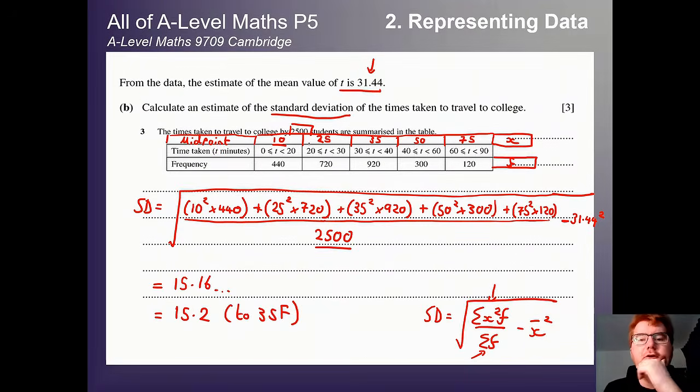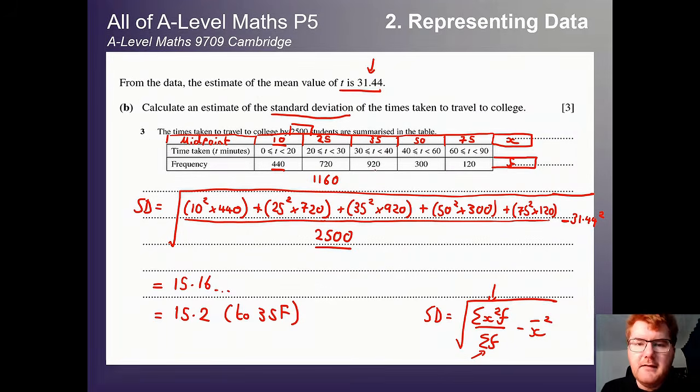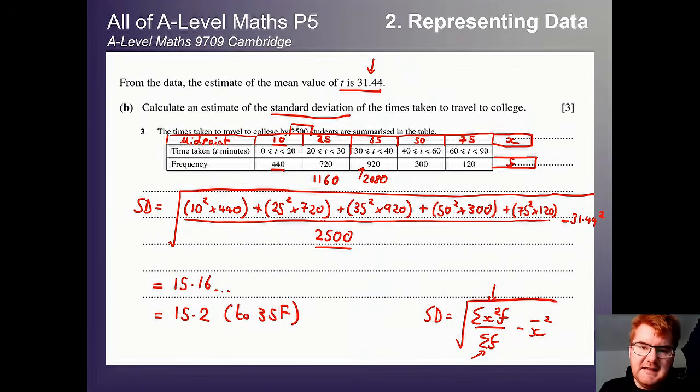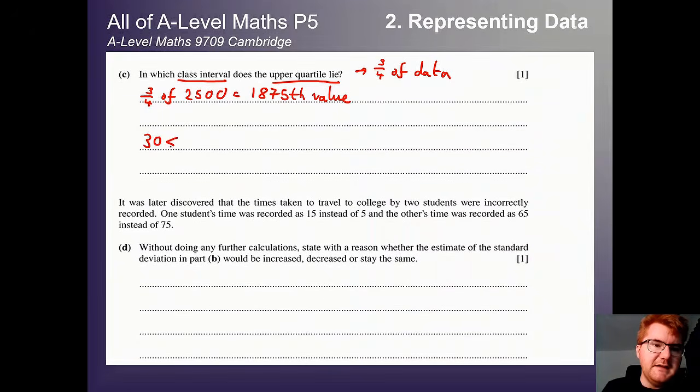So if we add along here, well, I've got 440. Then we add another 720, so that gives us 1,160. Not quite by 1,875. And we add on another 920 here, that gives us 2,080. Okay, so this 1,875th value lies in this category, lies in the 30 to 40 category. So again, I can just write that as my answer here, making sure we've got the inequality signs correct for our 1 mark.